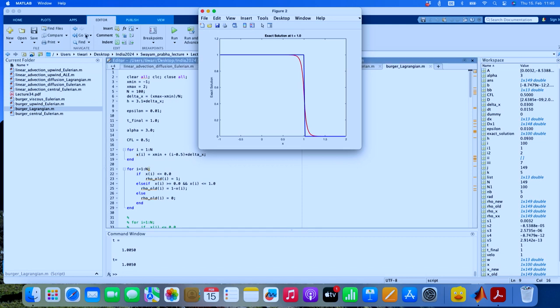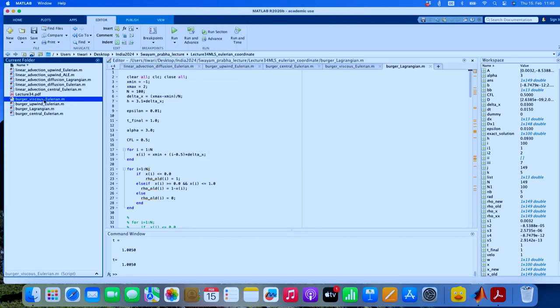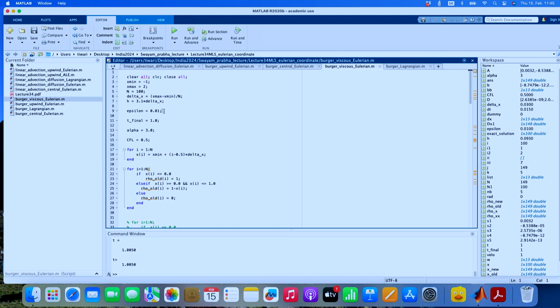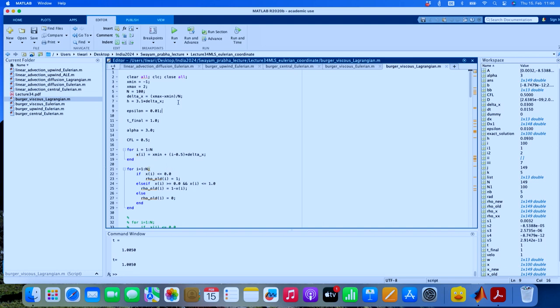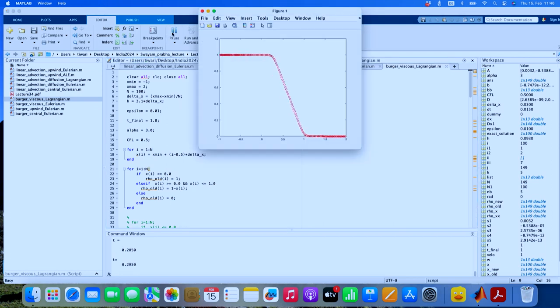But now I apply the same viscous form of the Burgers equation with epsilon 0.01 in the Lagrangian form. Let me rename this in order to avoid confusion: Burgers viscous Lagrangian form. It has epsilon 0.01, so again no oscillation.